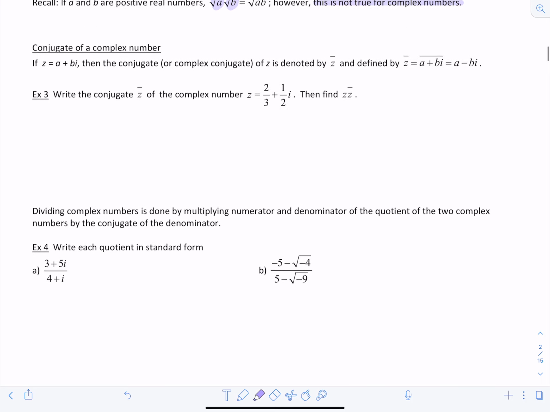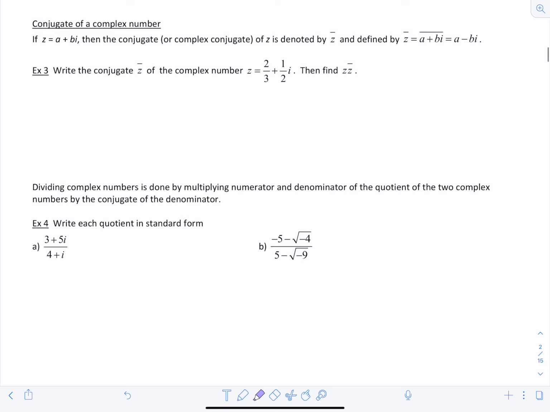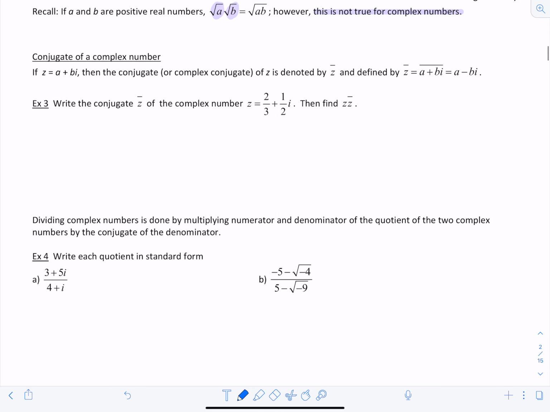Now, the conjugate of a complex number. You've probably heard the word conjugate before when we were factoring conjugate pairs, like x + y and x − y are conjugate pairs. So if you have a complex number z, which equals a + bi, then its complex conjugate, we denote it by putting a bar over z, and so it's equal to a − bi. You just change the sign in between.